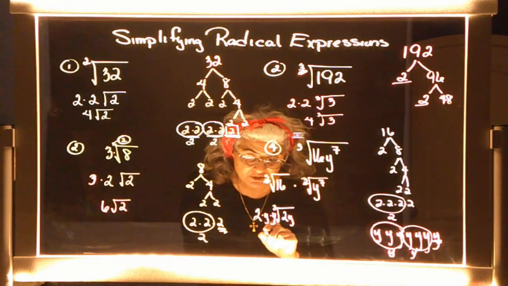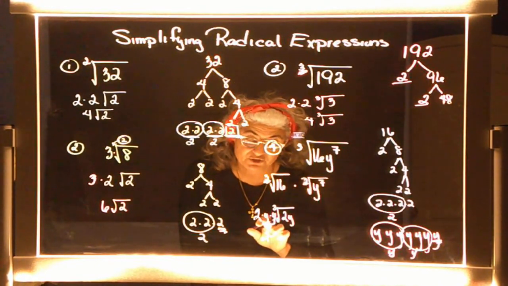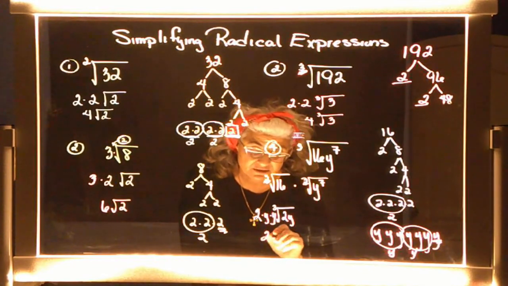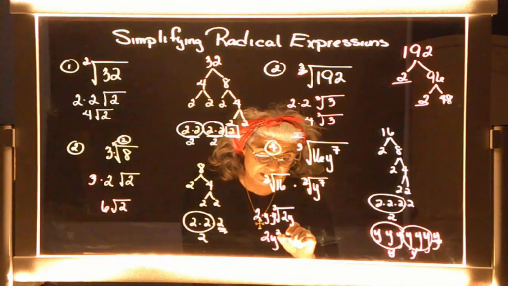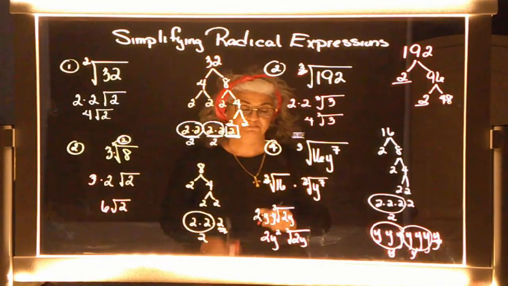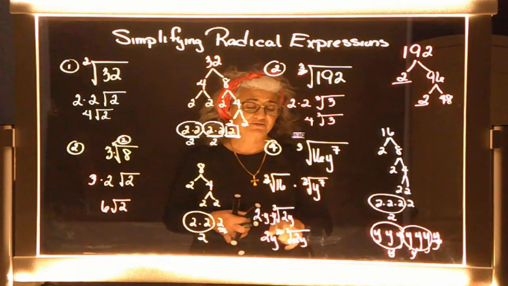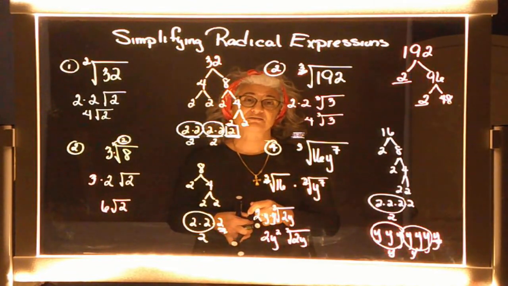So your answer here when you simplify it is 2, what's y times y? y to the power of 2 times the cubed root of 2y. These answers start looking rather funky, so you have to be very careful on how you write this.